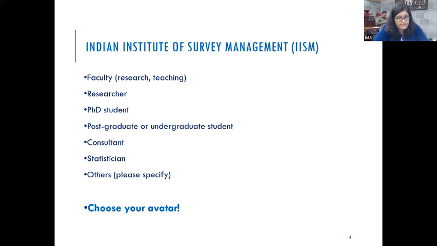So you could be a faculty at IISM. You could be a researcher. You could be a PhD student. You could be a postgrad or an undergrad student. You could be a consultant. You could be a statistician, or you could be anyone else who works at that institute or lives there. Okay, are we clear on this? So take a few seconds and make up your mind about who you are at the Indian Institute of Survey Management. I'll probably choose to be a faculty in one of the survey departments, which makes sense, right? So now we'll take a look at what's going on at the Indian Institute of Survey Management. All good so far? Okay.